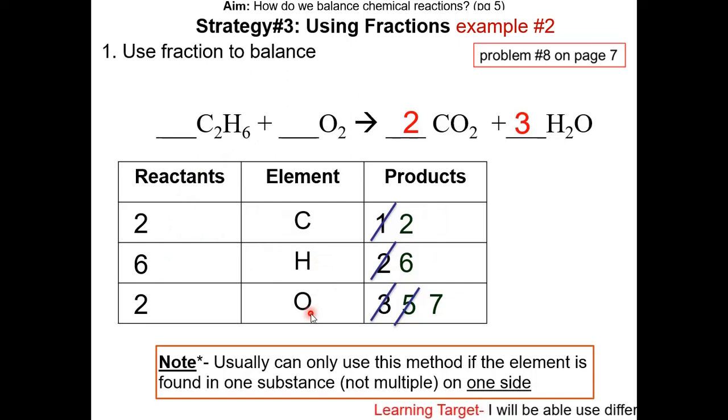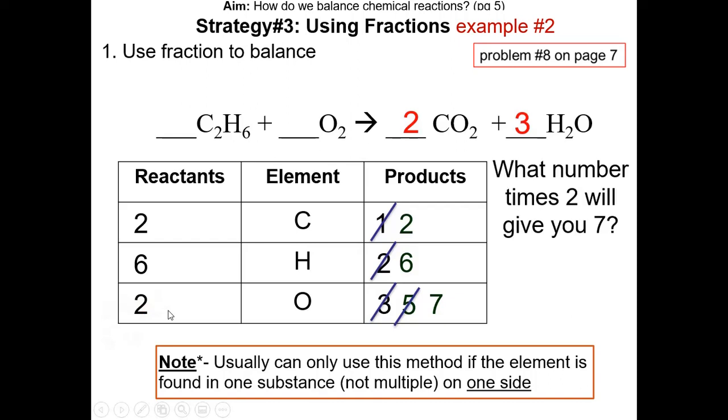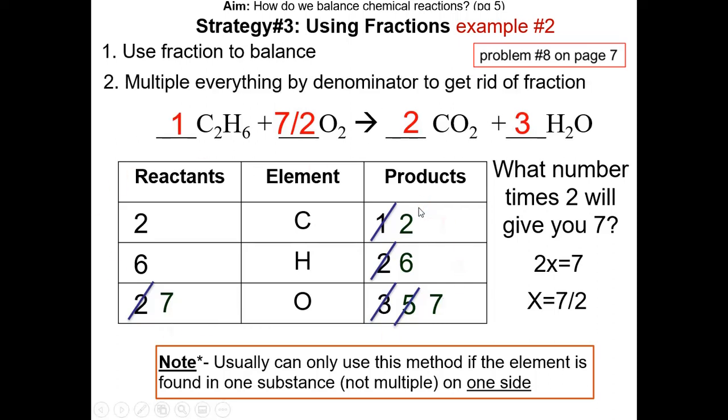For the oxygen, you're dealing with prime numbers, 2 and 7. This is a perfect situation to use the fraction method. So we want to convert the 2 to a 7. So what number times 2 will give you 7? And that will be the coefficient of this O2. So 2 times what number gives us 7? 2 times 7 over 2 will give us 7. So that will be the coefficient of O2. Now we have 7 oxygen on the reactant side. So according to this table, the chemical equation is balanced now.